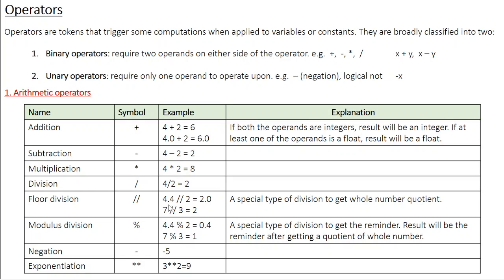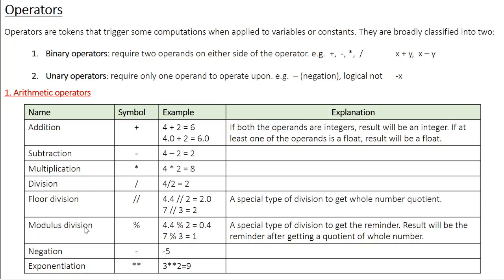Same if you take 7 floor division 3. Once again, 7 divided by 3 is 2.5. That has a decimal. So when you do floor division, what should be the number here which gives you a whole number result? 6, right? 6 divided by 3 will be 2. So when you do 7 floor division 3, you get the whole number quotient 2 here.